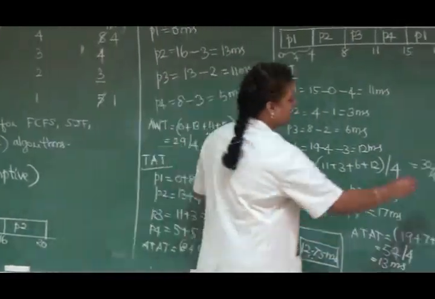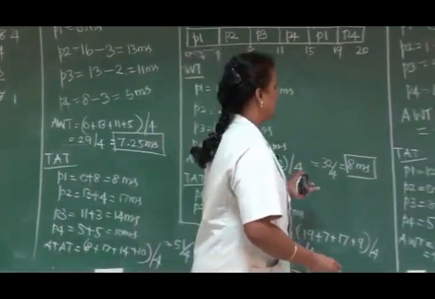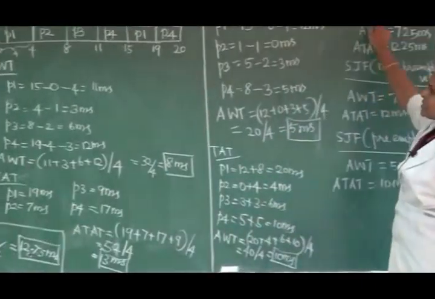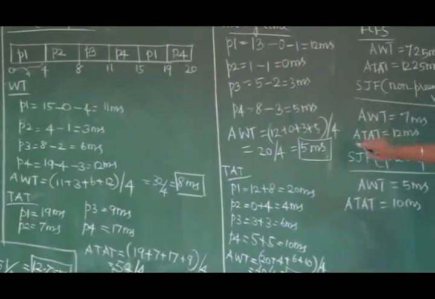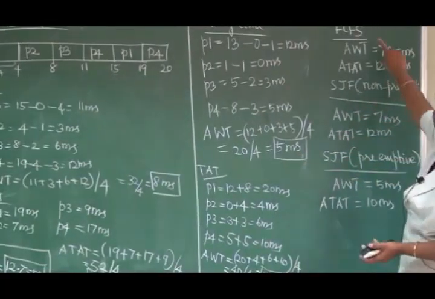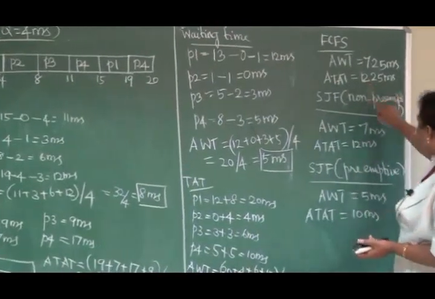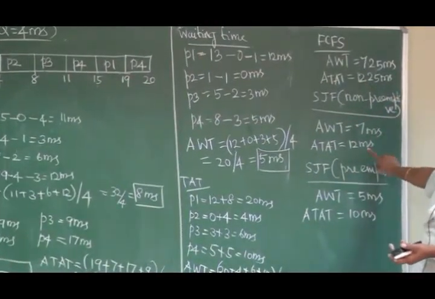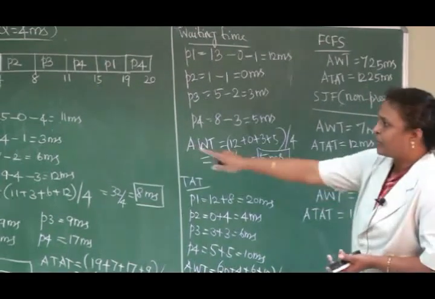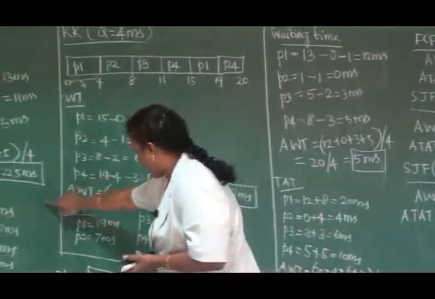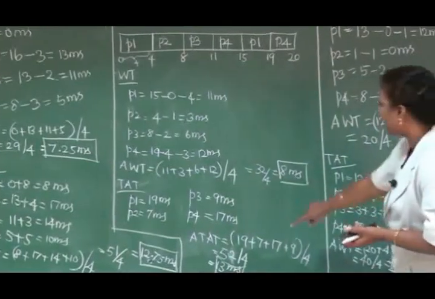We can go for comparison now. Here, the average waiting time for FCFS and SJF is already given. Among them, for FCFS, the average turnaround time is 12.25. For SJF non-preemptive, it is 12. For SJF preemptive, it is 10. So 10 is the minimum. Then for priority, the average turnaround time is 12.75. So 10 is the minimum here.